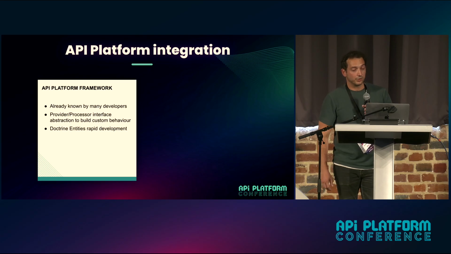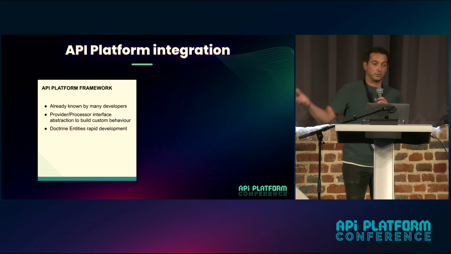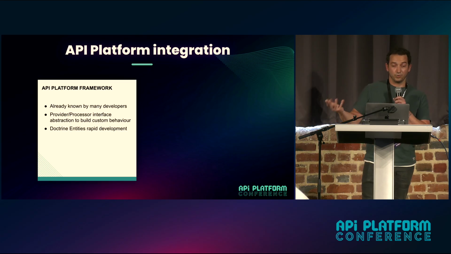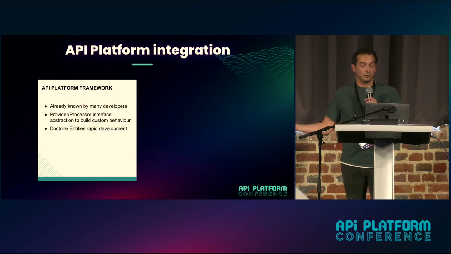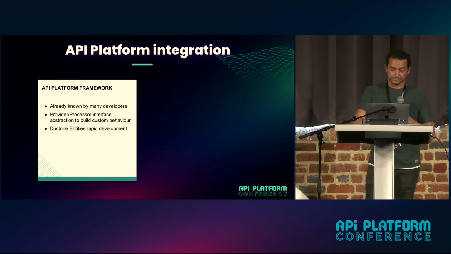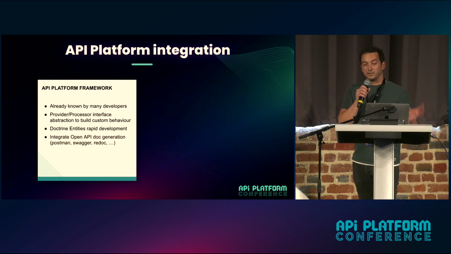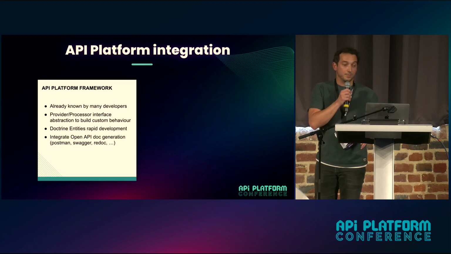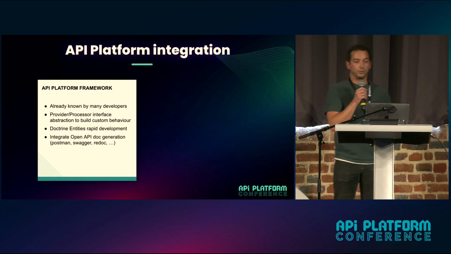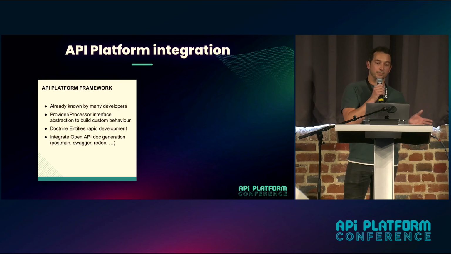It also provides rapid development of Doctrine entities, which we think would be a good plus for the community. We do need custom behavior for all our core APIs, but that doesn't mean the modules do. So if they can build some APIs faster, then it's a good thing for them. And one critical thing is that it integrates OpenAPI doc generation. That means that out of the box, we already have all the APIs documented for our DevDoc.